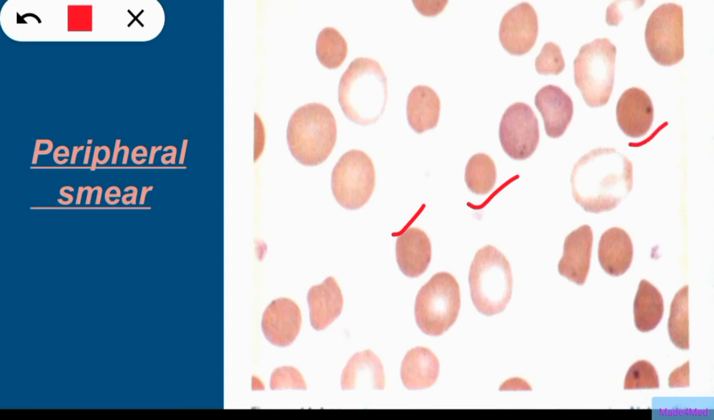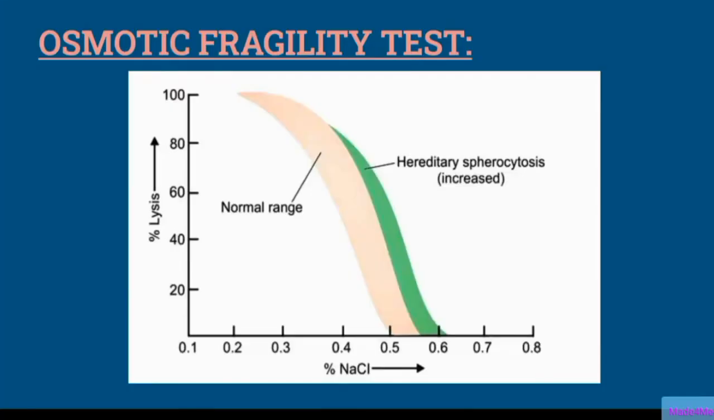This is the peripheral smear of a patient after splenectomy. So you can also see some dark nuclear bodies which are called Howell-Jolly bodies. Another diagnostic feature of hereditary spherocytosis is osmotic fragility, for which we have the osmotic fragility test. The osmotic fragility test is used to measure the resistance of RBCs to hemolysis on exposure to increasingly dilute saline solution.